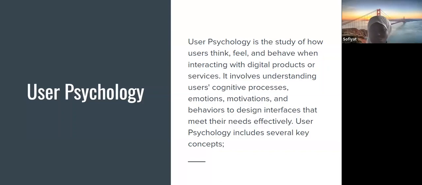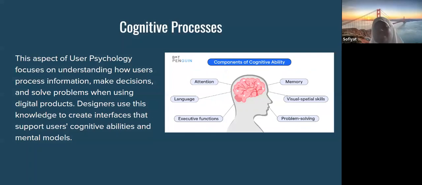So that is what user experience is, just to understand and know what they are feeling at that time. And it involves understanding the user's cognitive process. These are the things I will be discussing under user psychology: emotion, motivation, and behavior, to design what meets the need effectively. So these are the things I'll be discussing in the next session. Yeah, so this is the cognitive process.